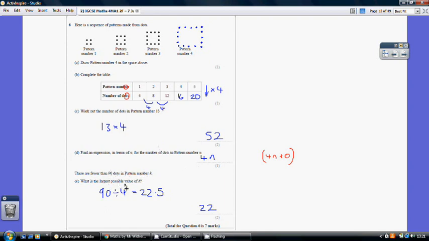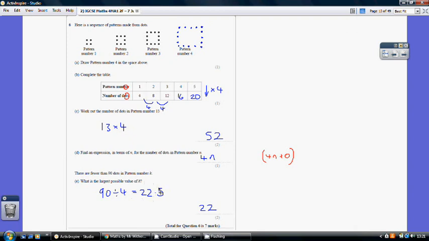What is the largest possible value of k? So on this occasion we're going from the number of dots to the pattern number. So how do we move from this row to this row? We divide by 4. So 90 divided by 4 gives us 22.5.